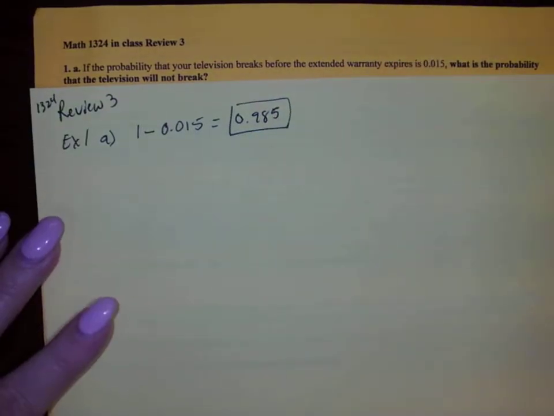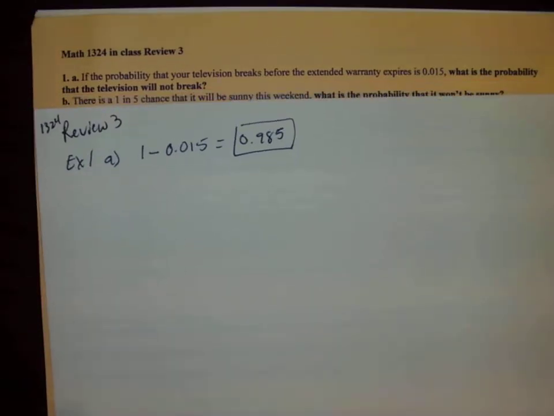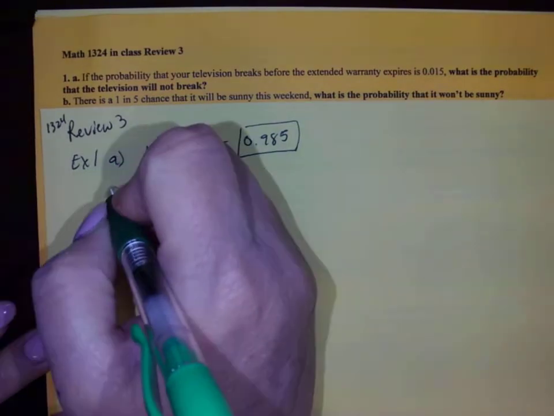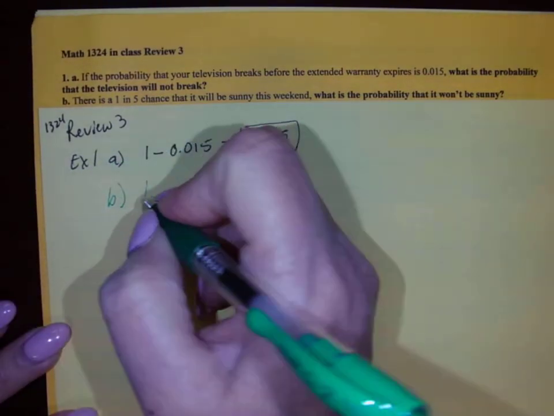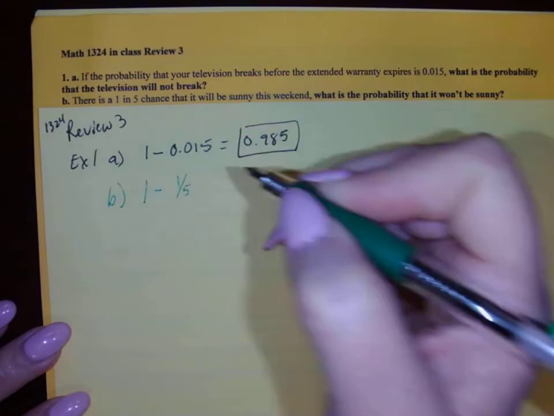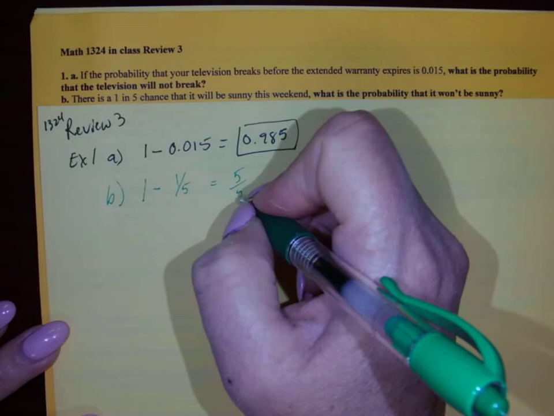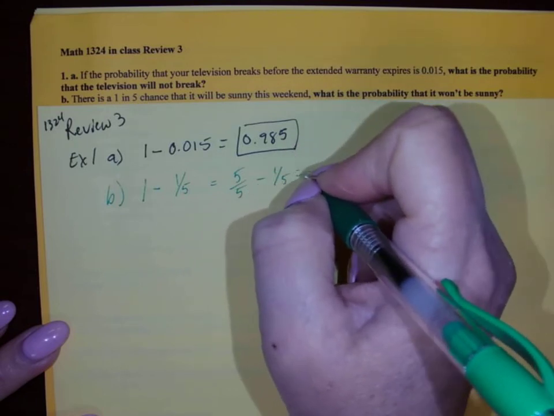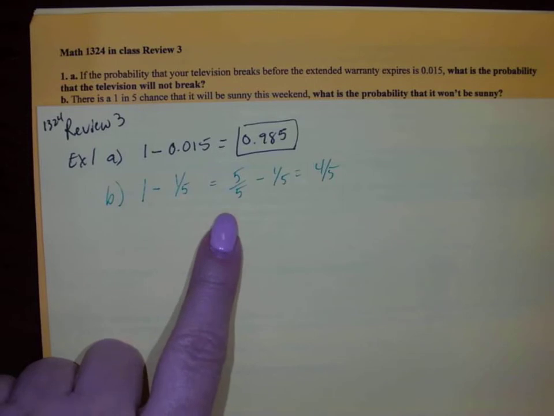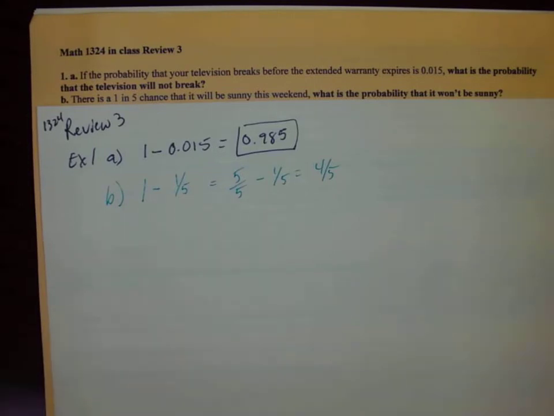All right. Part B says there's a 1 in 5 chance that it will be sunny this weekend. What is the probability that it won't be sunny? So for part B, we're still subtracting it from 1. And 1 out of 5 we can change to be 5 out of 5 minus 1 out of 5, which will get us 4 out of 5. If I give you one like this, I would expect that you leave it as a fraction. I don't want a decimal answer for this.